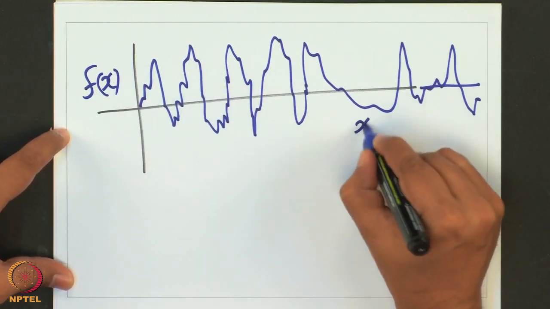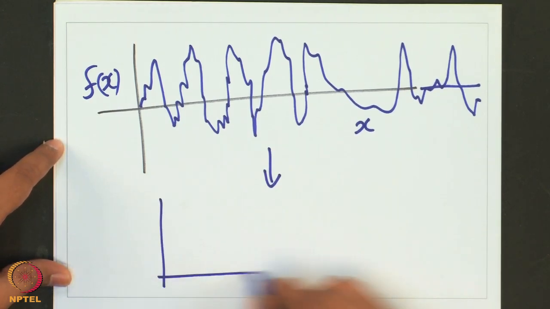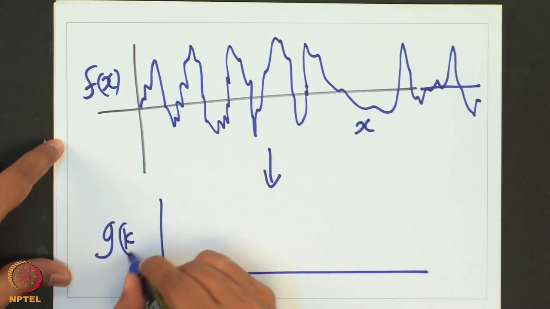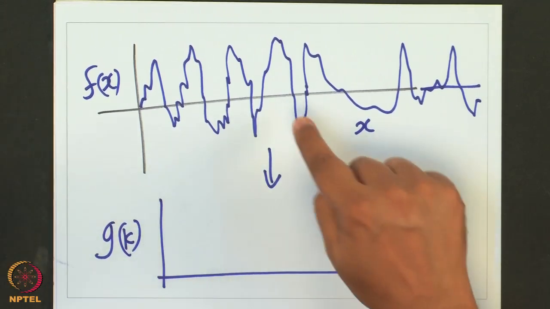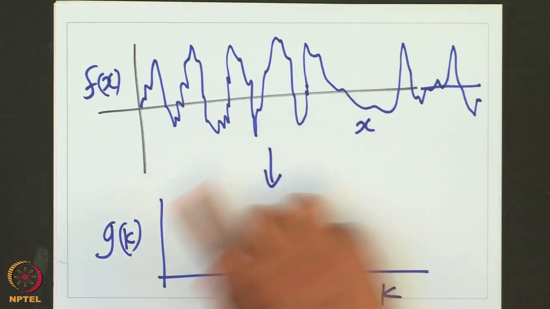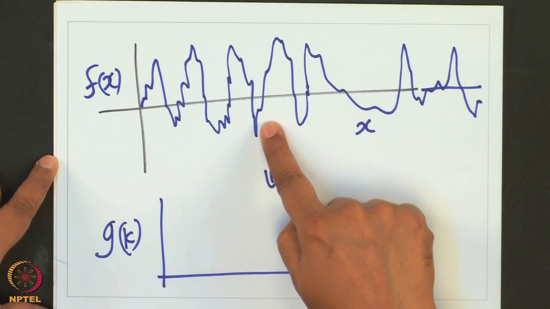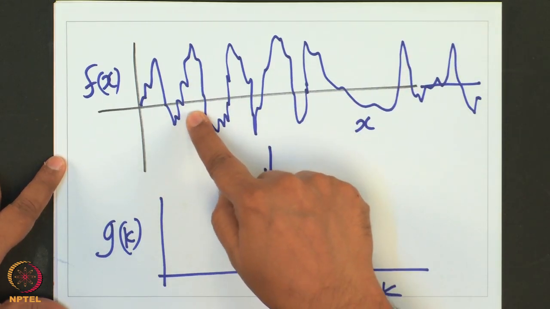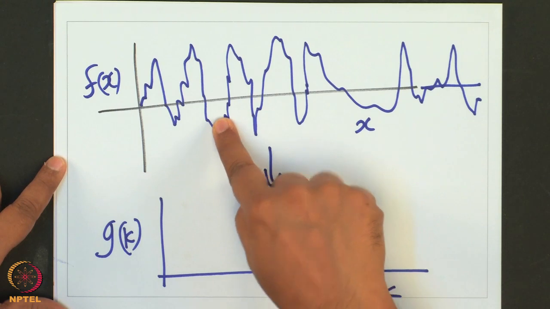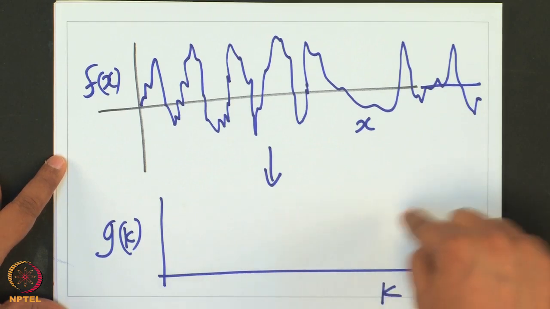As a function of x, I can do a mathematical operation and convert it to a g of k. And the mathematical operation is what we described. It is an integral, that is, multiply with this e power i k x and find the area under this. That's all you have to do. Multiply this with sine and cos and find the area under this. So first multiply with cos, find the area, then you multiply with sine, find the area under the curve. That is like integration, and from that you can get this g of k.